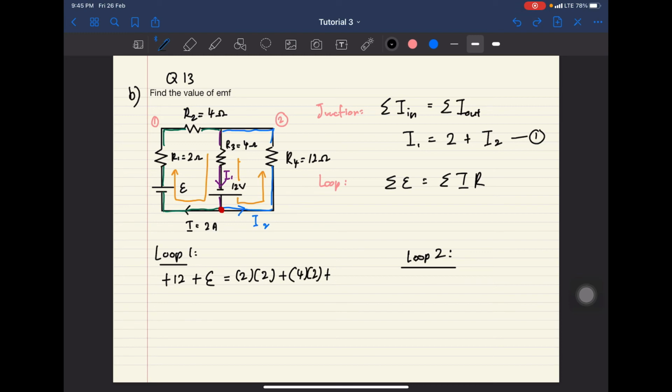So it will be 4I1. So I can simplify this one a little bit. We get 4 plus 8, which is 12. So minus with 12, I'm left with EMF equals to 4I1. Okay, so now this is my second equation.